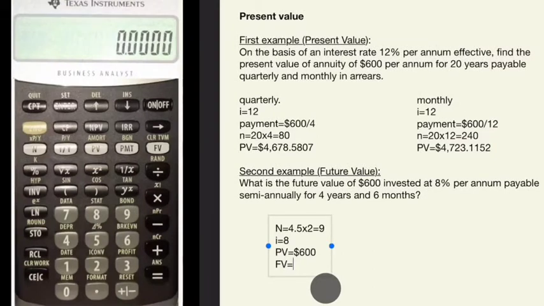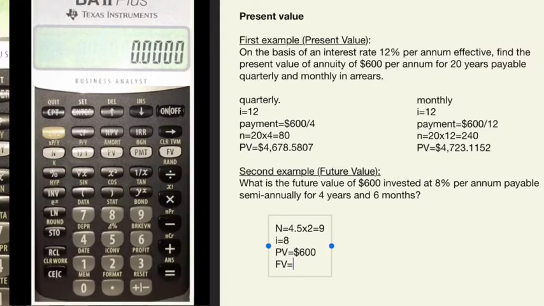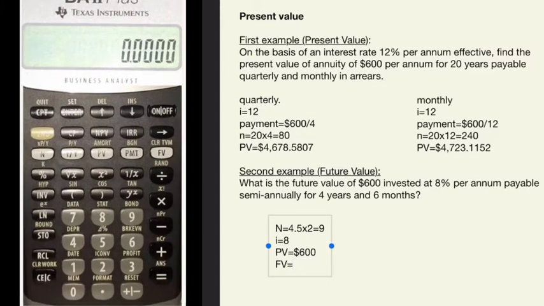Second example, what is the future value of 600 invested at 8% per annum payable semi-annually for 4 years and 6 months? Our N is 4.5 times 2 because 4 years and 6 months equals 4.5 years times 2 because it is payable semi-annually, meaning that there are 2 payments in a year. Our I is 8%. Our present value is 600 because 600 is invested. So we need to find the future value.